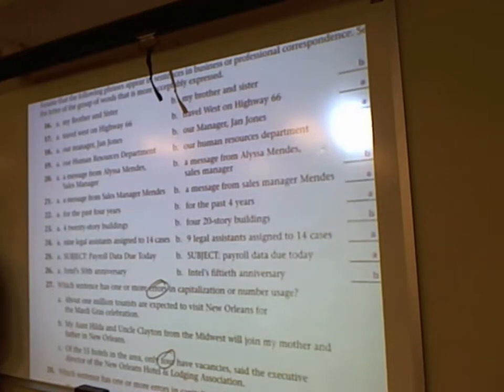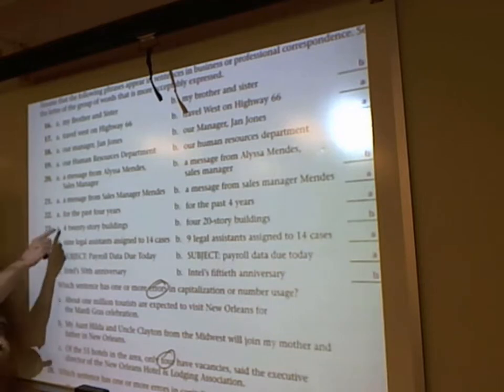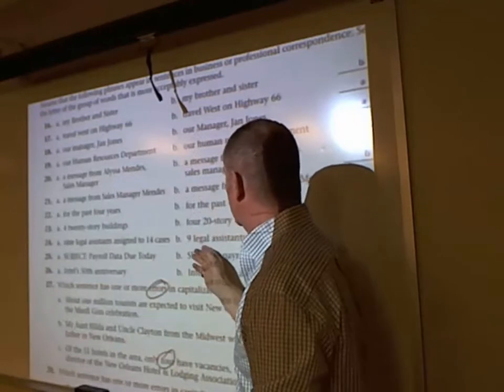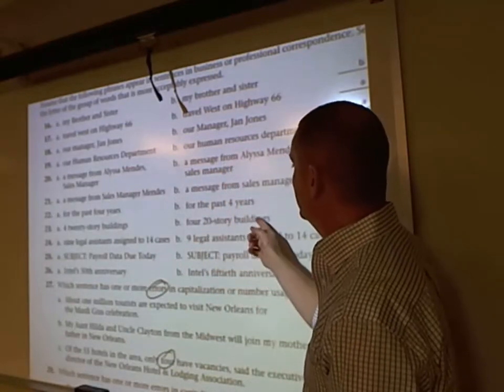Okay, let's see, number 22. For the past 4 years, 4 is a number between 1 and 10, so it should not be capitalized, which is letter A. 23, 4 20-story buildings. Remember, the first word should be a word unless it's more than 2 words. So 4 is only 1 word, so it should be spelled out as a word as illustrated here, and then we'll use a figure to indicate the adjective describing buildings. 4 20-story buildings. Letter B is your correct answer on this one.